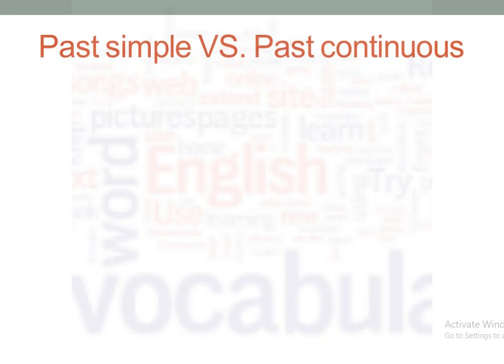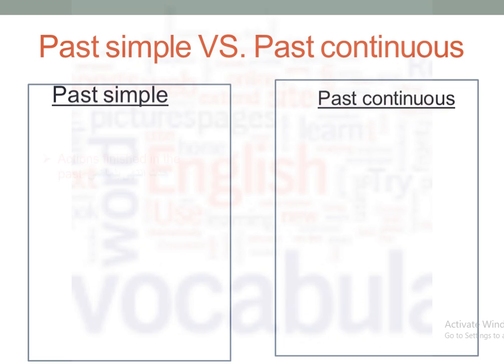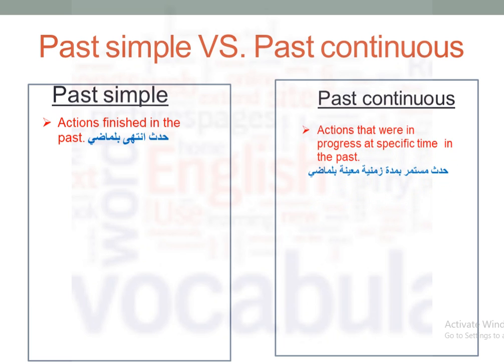Past simple versus past continuous. We have past simple. As we said before, past simple is an action that finished in the past. It means that we did it and we finished. That's all. It's finished in the past. While past continuous is actions that were in progress. It means continuing at a specific time in the past. A specific moment in the past.